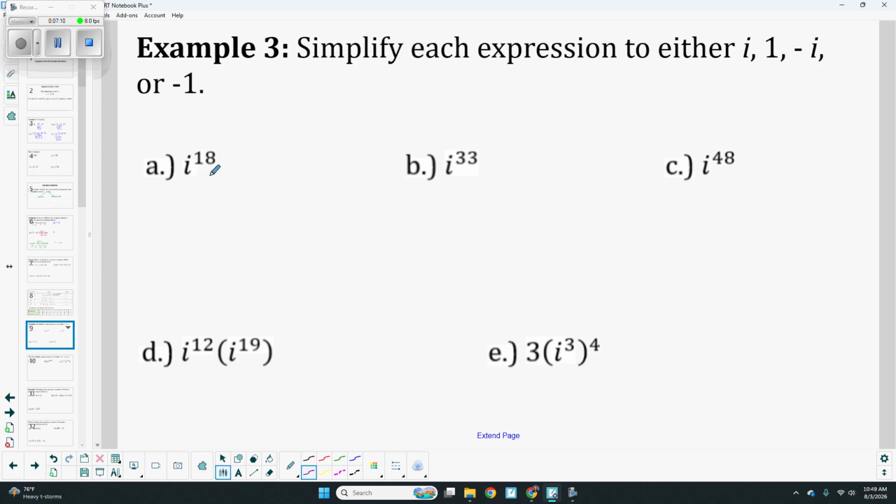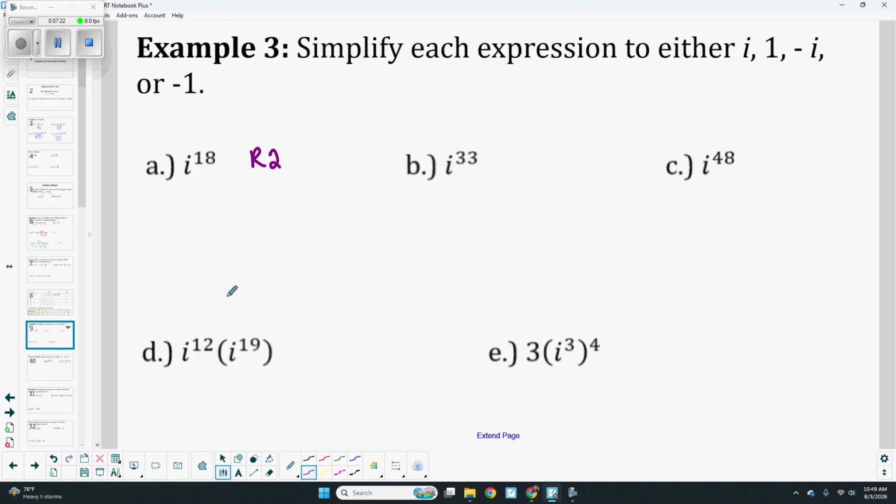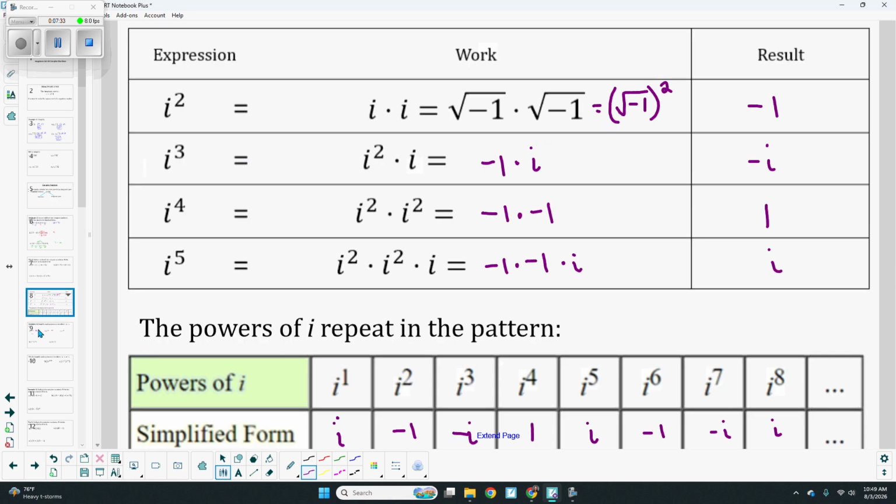So i to the 18th, right, 4 goes in 4 times. 4 times 4 is 16, so that's a remainder of 2, right? A remainder of 2 should be -1. Then 33, so 4 times 8 is 32, so that's a remainder of 1. Remainder of 1 should be i.